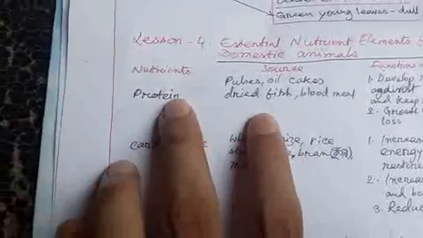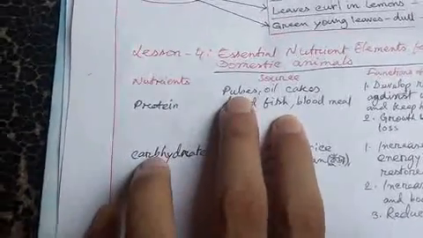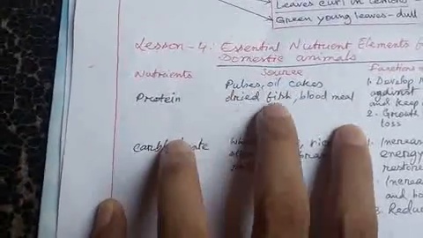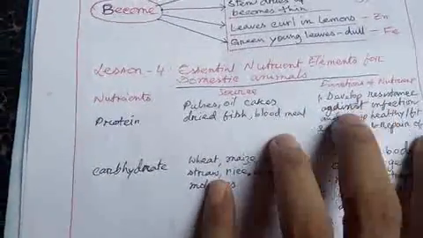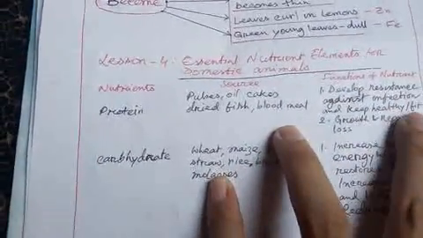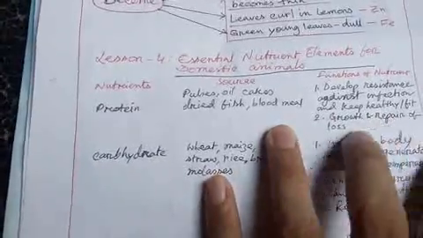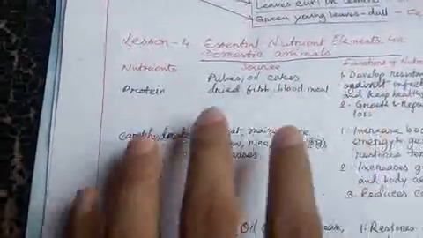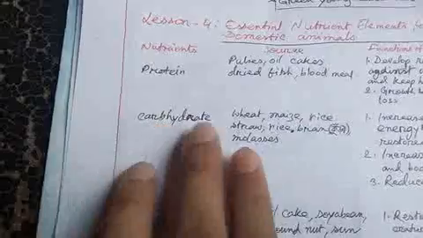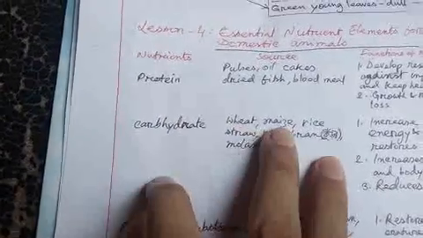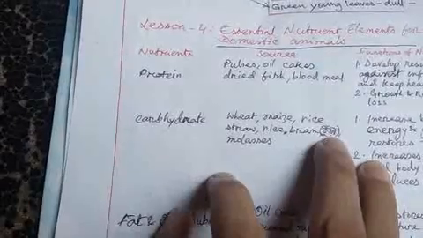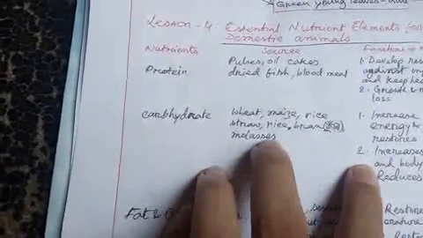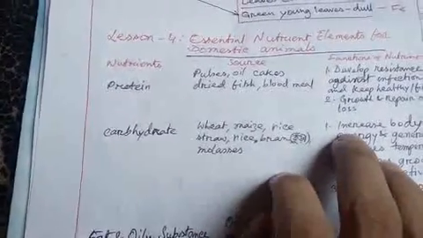So protein we can get from pulses, oil cakes, dry fish, blood meals. And what are the functions? That is develop resistance against infection and keep healthy or fit, growth and repair of loss. Okay, these are the functions of protein. Okay, carbohydrate we can get from wheat, maize, rice straw, rice bran, that is in Bangla kura, that is molasses, in Bangla gur. What are the functions?